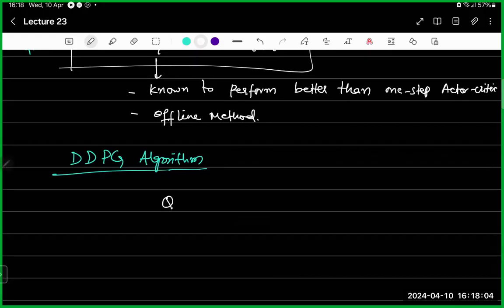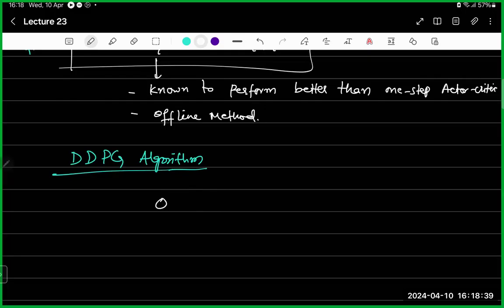We wanted to find Q star, right? If you know Q star, we know the optimal policy, right? If I give you Q star, what is pi star? You just take argmax over A, you get your pi star, right? So we wanted to estimate what Q star is. For that, what did we do? We wanted to find an estimate of what Q star is, right?